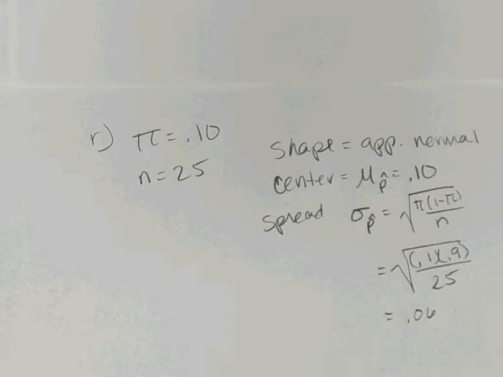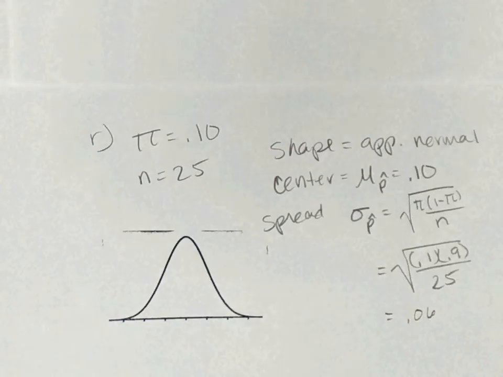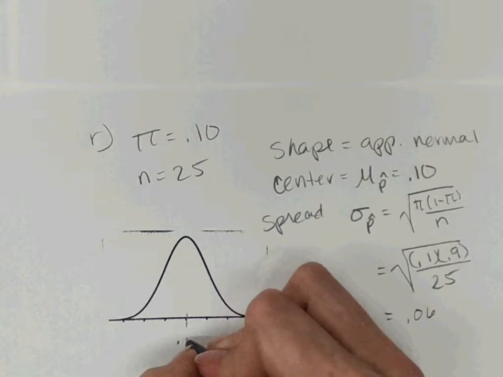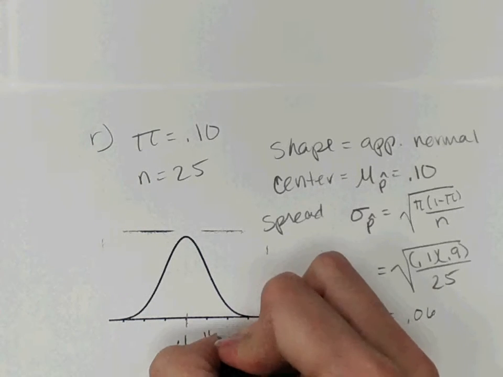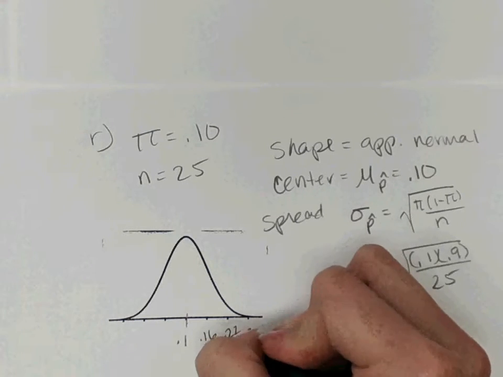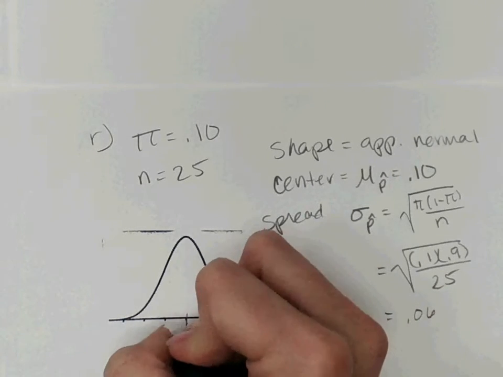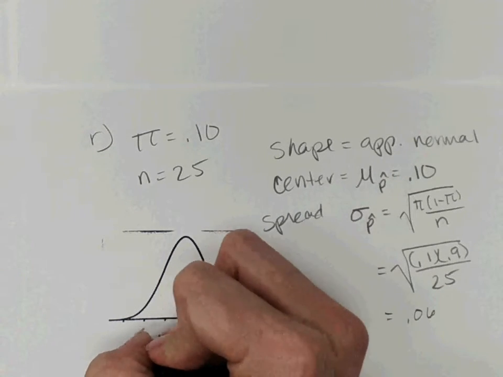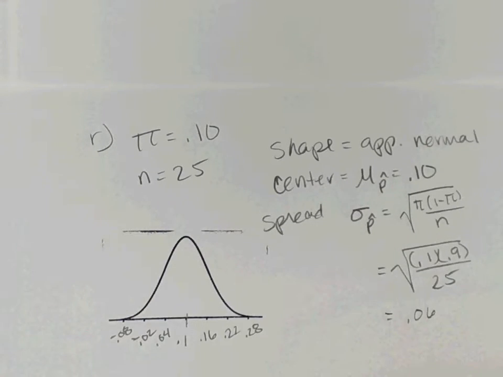So now I'm going to use that central limit theorem to sketch that distribution. So here is my mean, which is 0.1. And then I'm going to go up by 0.06. So this is going to be 0.16, 0.22, 0.28. And then going backwards, I've got 0.04, negative 0.02, and then negative 0.08.